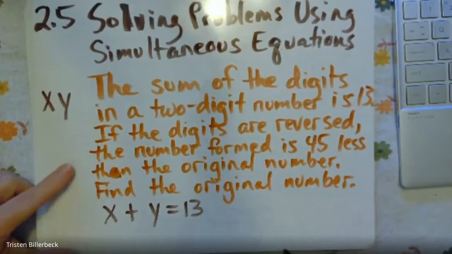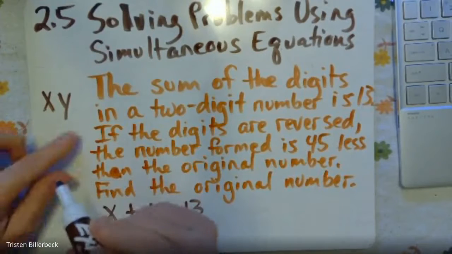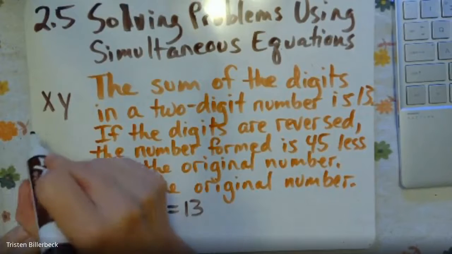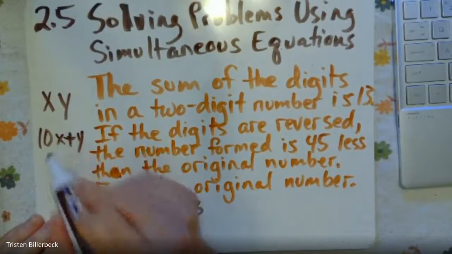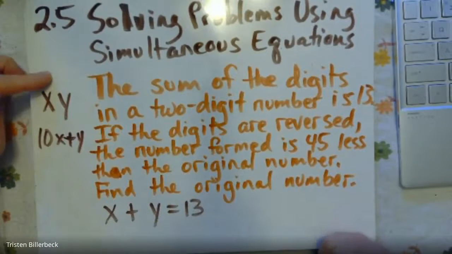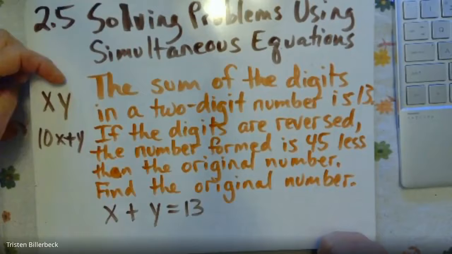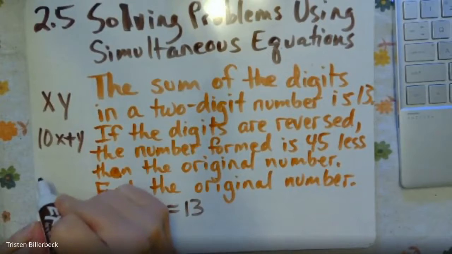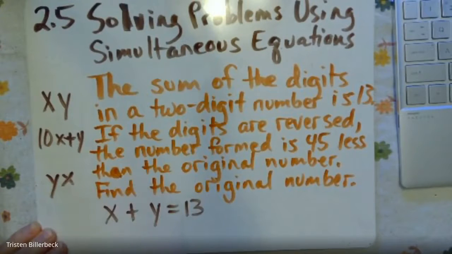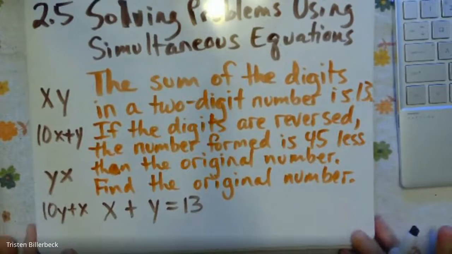Okay, so if we have x here, the x is in the 10 spot. So this number is 10x plus y. Because let's say that was 53. So x would be 5, 5 times 10 would be 50. y is 3, so 50 plus 3 would be 53. If we had y and x, that would be 10y plus x. So that's what the number looks like reversed.